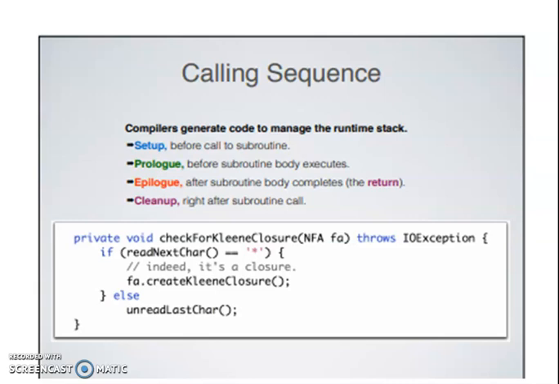In the calling sequence, compilers generate code to manage the runtime stack, making use of setup, prologue, epilogue, and cleanup. Setup means before the call to the subroutine. Prologue, before the subroutine body executes. Epilogue, after the subroutine body completes its execution, that is the return statement. Cleanup means right after the subroutine call. So these are some of the phases in which subroutine calling and execution take place.